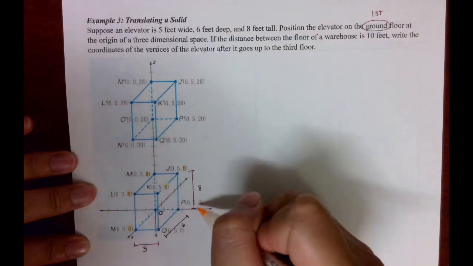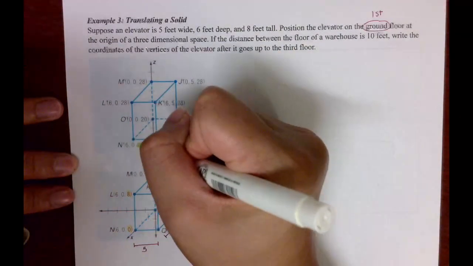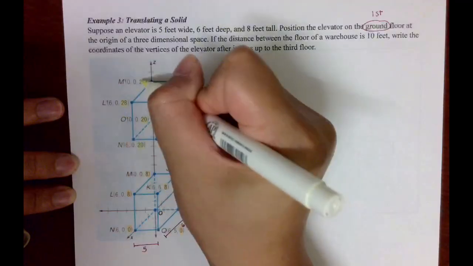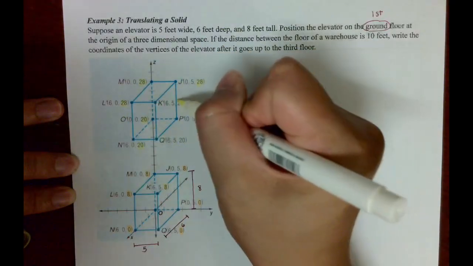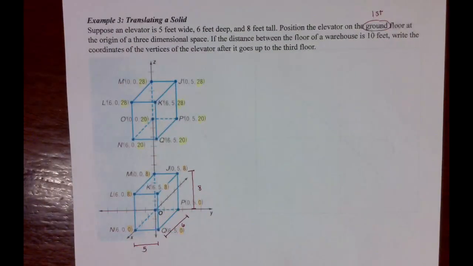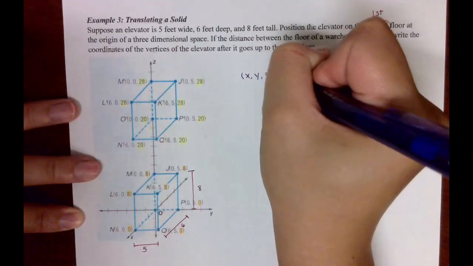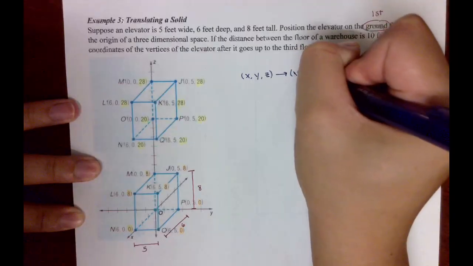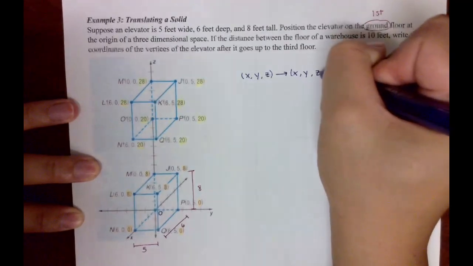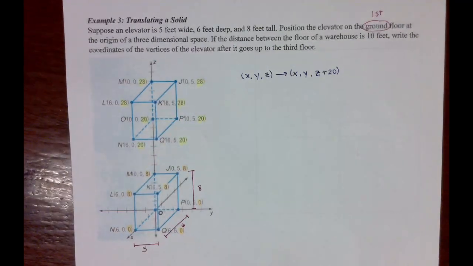So these are the z's before. And then now if you compare them, they all have added 20 to them because it moved up 20 feet to go from the 1st floor to the 3rd floor. And there you go. Okay. So really all that happened is that x, y, z changed to be x, y, and then z plus 20. There you go.